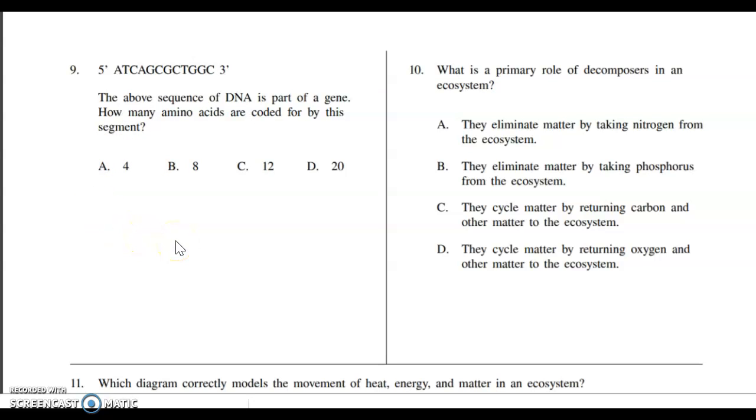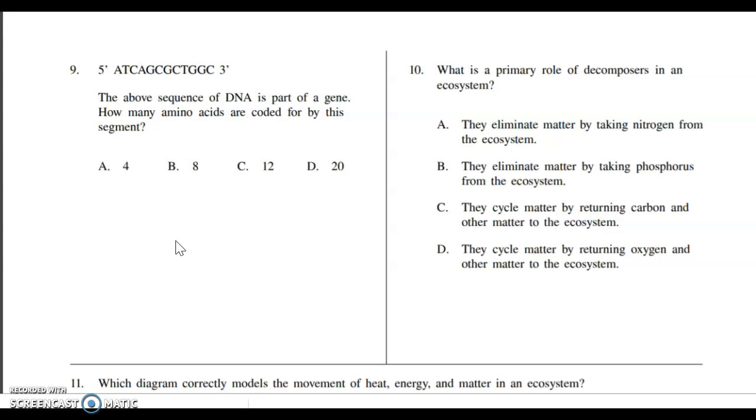Number 10 says, what is the primary role of decomposers in an ecosystem? A says they eliminate matter by taking nitrogen from the ecosystem. B says they eliminate matter by taking phosphorus from the ecosystem. C says they cycle matter by returning carbon and other matter to the ecosystem. And D says they cycle matter by returning oxygen and other matters to the ecosystem.